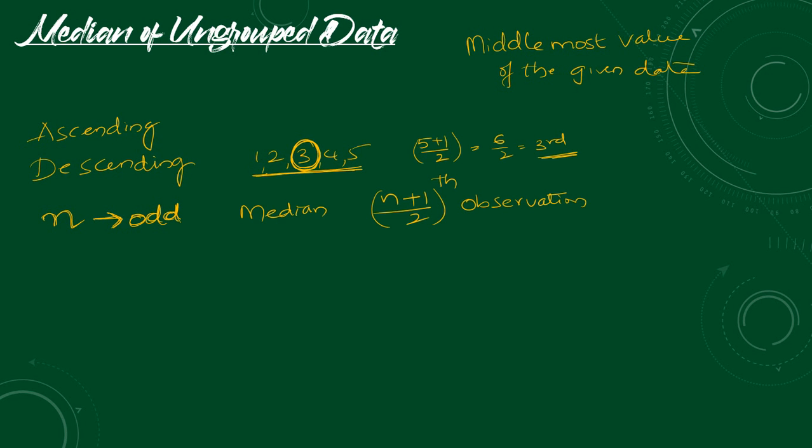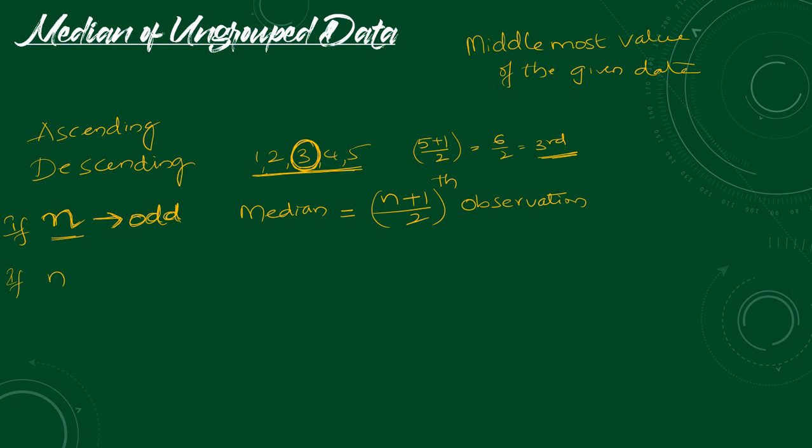So here you can simply recall everything. If n is odd, then the median is the (n plus 1) by 2th observation. Okay, so this is very simple to remember.